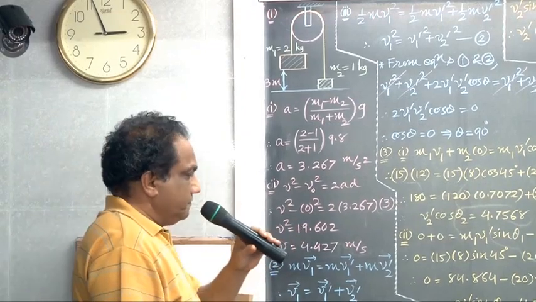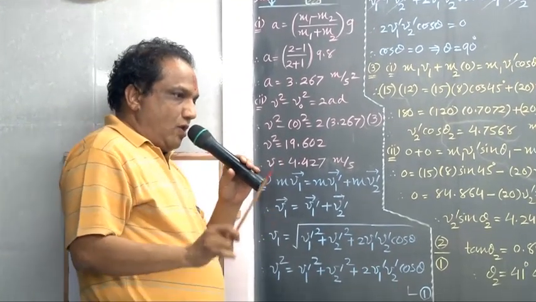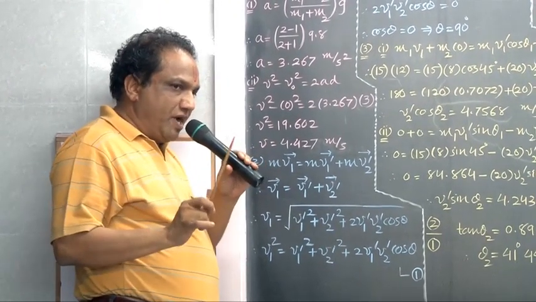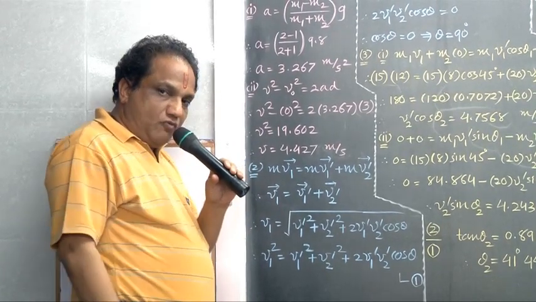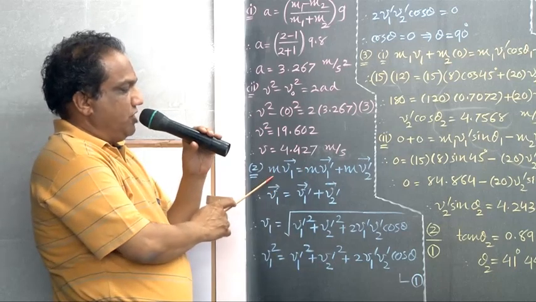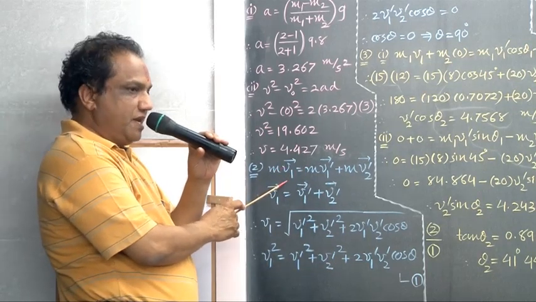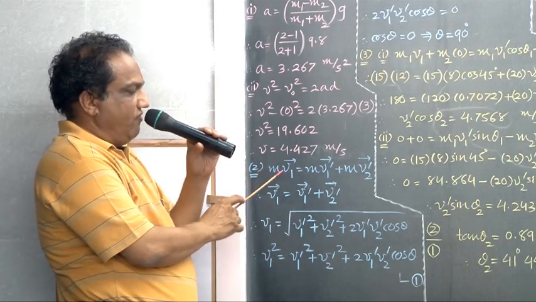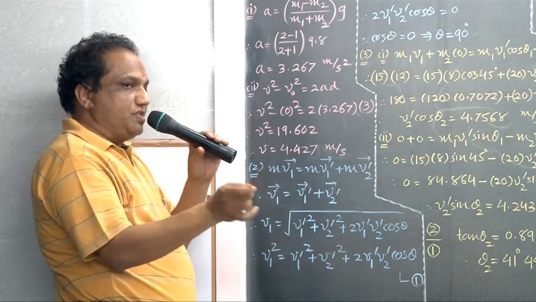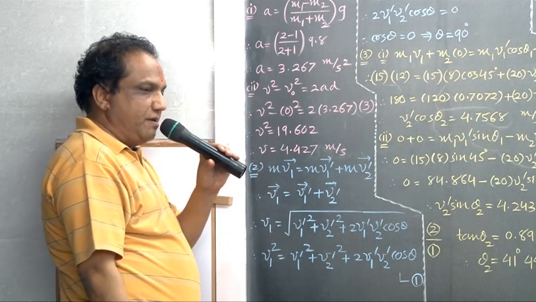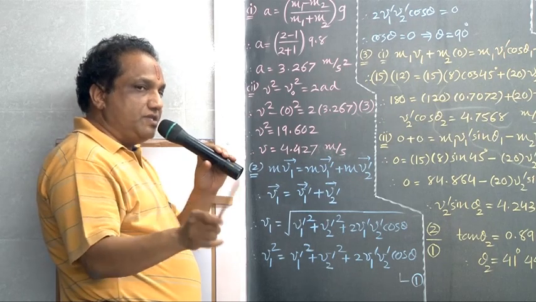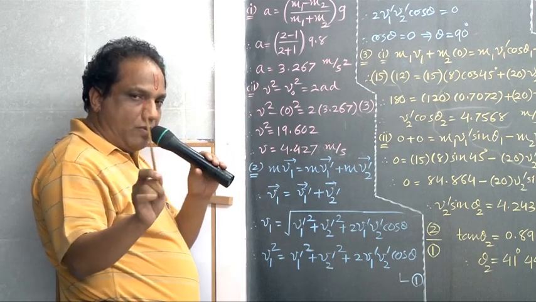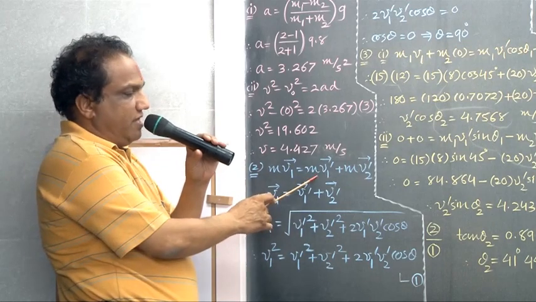Look, according to the law of conservation of momentum, initial momentum matches final momentum. What is initial momentum? Mass into initial velocity, correct? This I am taking for the first body. For the second body, you read the statement, the second body was initially at rest. Any body which is at rest has no momentum. Come on, what about the final condition?